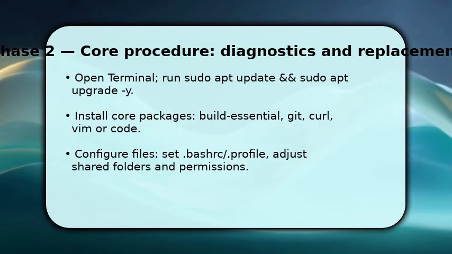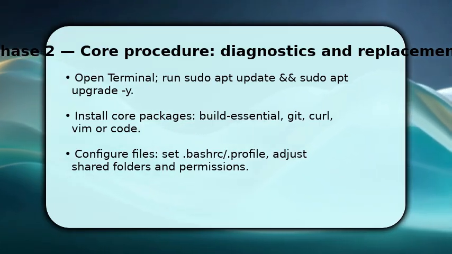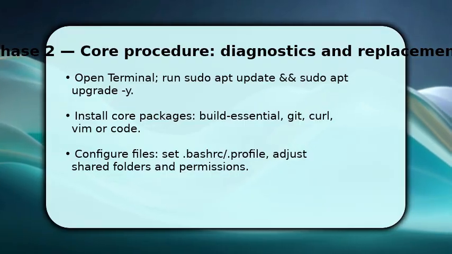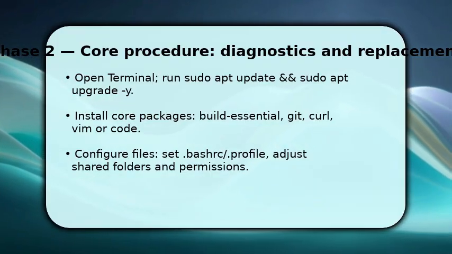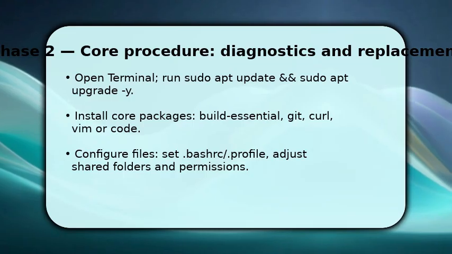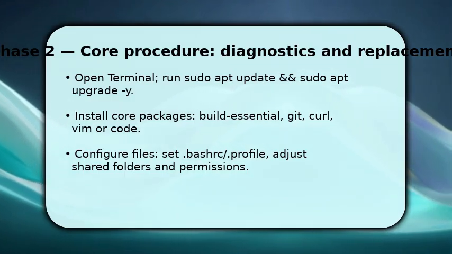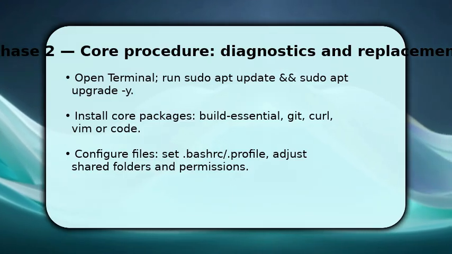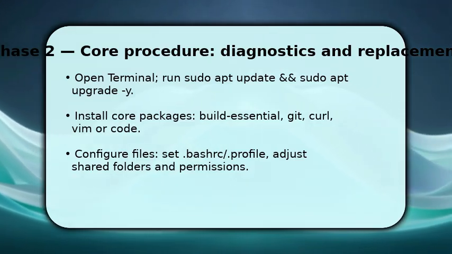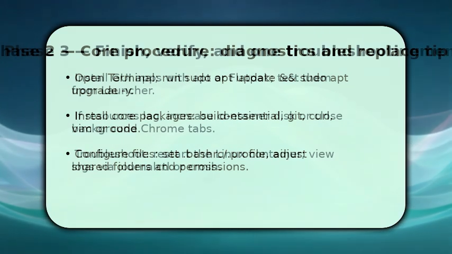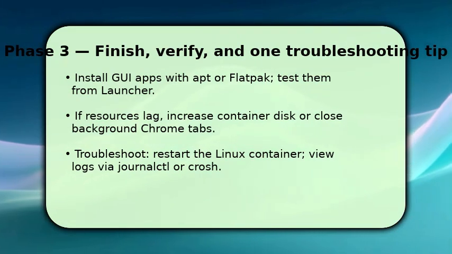This provides compilers, version control, and editing tools. Then configure your shell by editing .bashrc or .profile to add path tweaks and aliases. Adjust Linux settings in Chrome OS to share specific folders. You can install GUI apps with apt or Flatpak, then launch them from the Chrome OS launcher. This lets you run editors, browsers, or IDEs inside Linux.